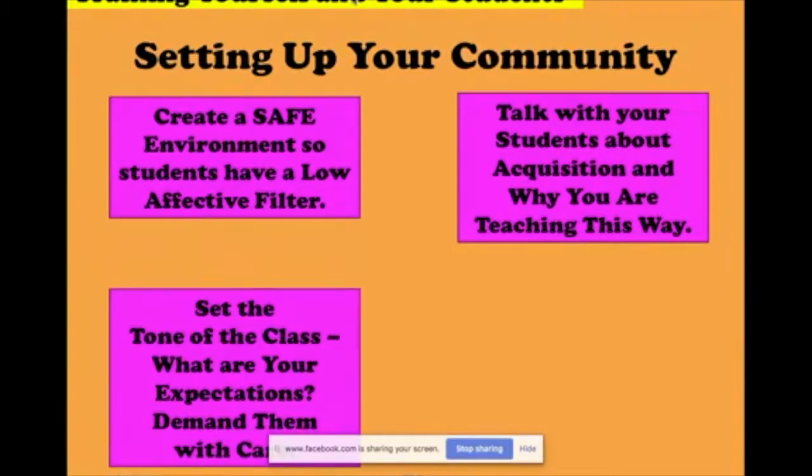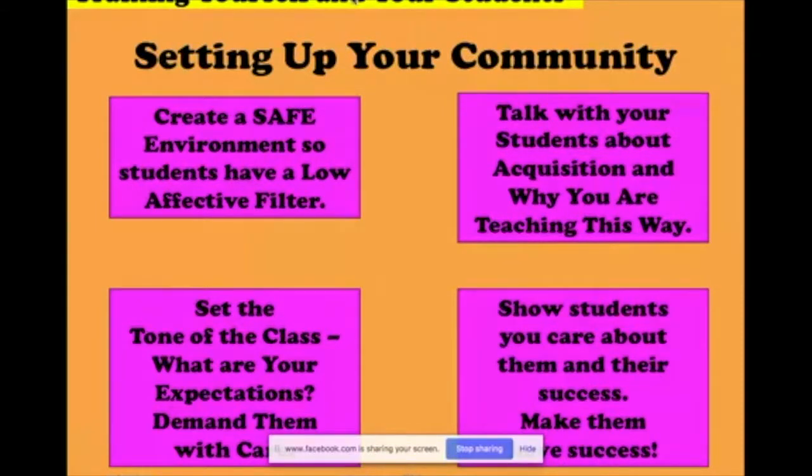Set the tone of the class. What are your expectations? And demand them with care. When I sit back and look at what I do in the classroom, I am demanding my expectations, but there's always that sense of me caring in the room. That's something we build as teachers. We know when we can joke around with students and when we shouldn't. So I'm developing that class culture.